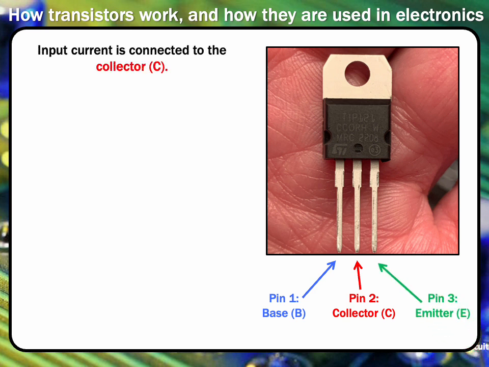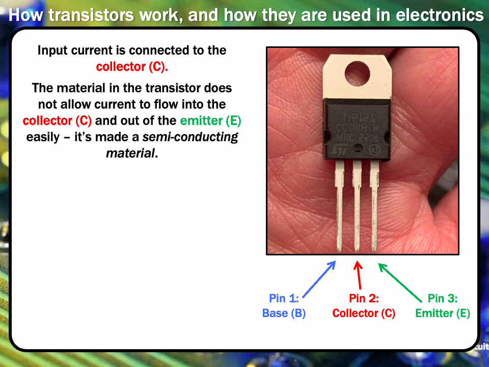So the input current gets connected to that middle pin, the collector. Inside the transistor is a material that doesn't easily let current flow. It's a semiconductor. And the NPN designation refers to the type of semiconductors you have. So current is trying to flow from that middle pin to the right pin, but this material is getting in the way. It's not allowing it.